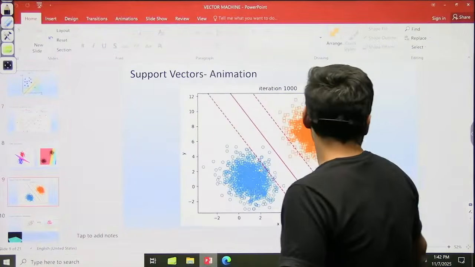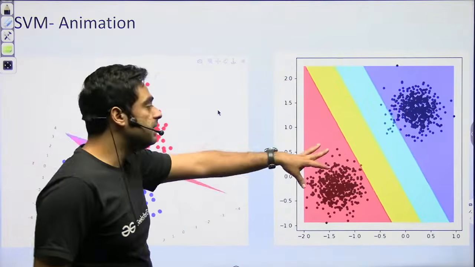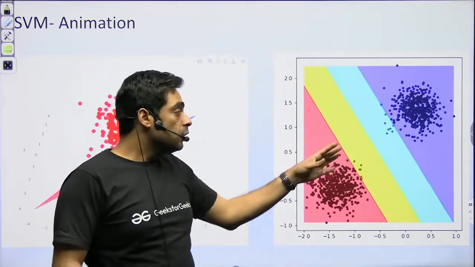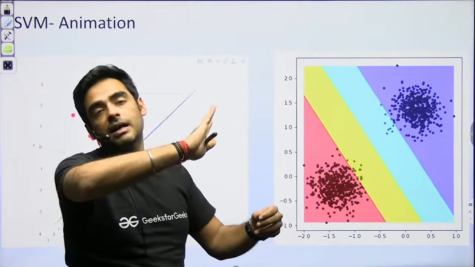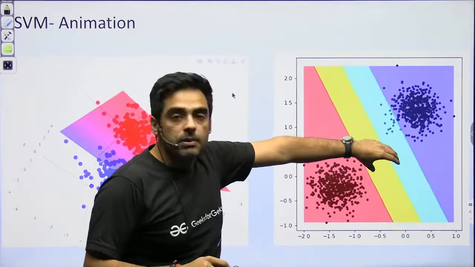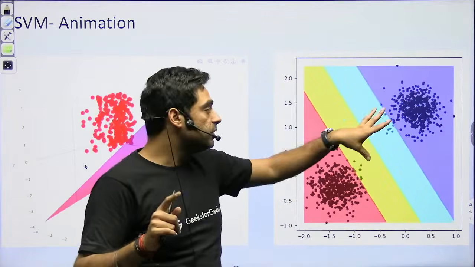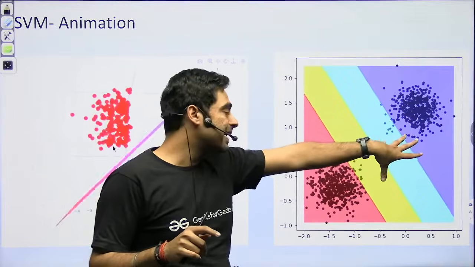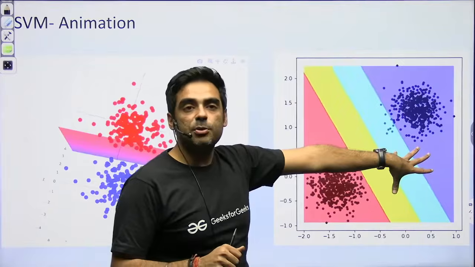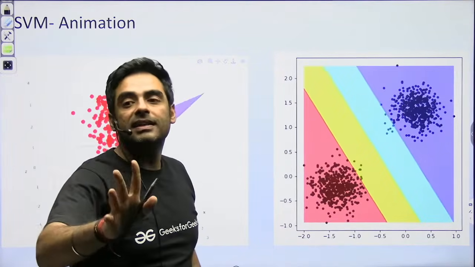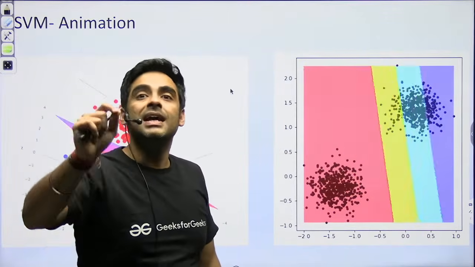For example, if at all any misclassification would be there, it would try to minimize the margin. It says, I cannot allow this, you may reduce the margin, but I will not allow any misprediction. This is the concept of a hard margin support vector machine. I won't be allowing any misprediction.